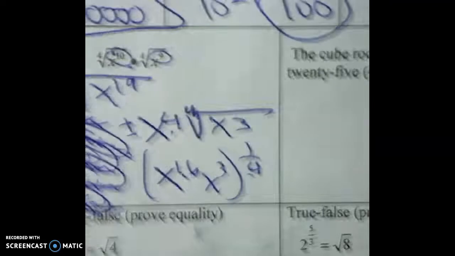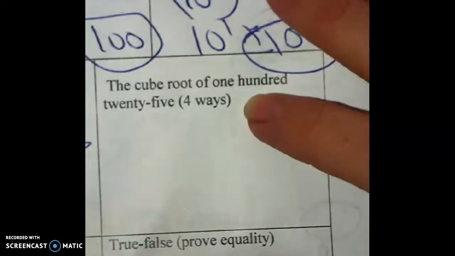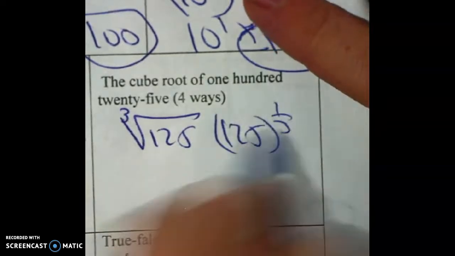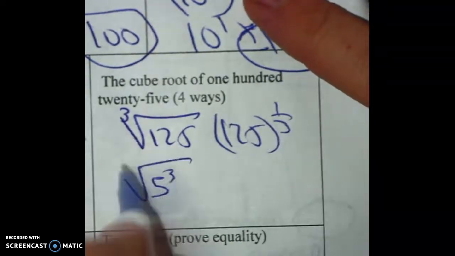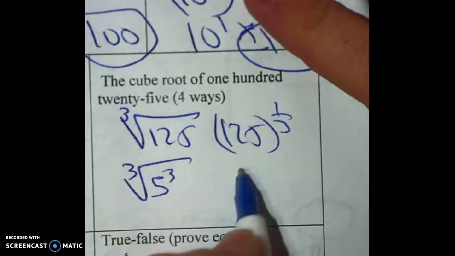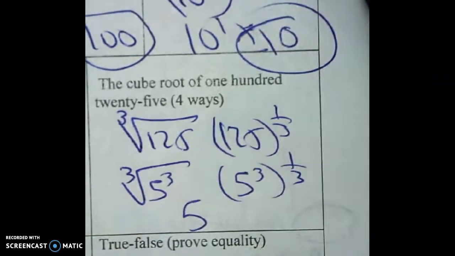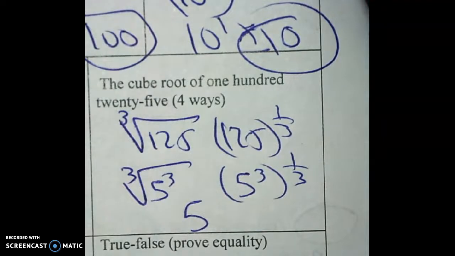All right, the cube root of 125 could also be written as 125 to the 1/3, which could also be written as 5/3 cube root, which can also be written as 5 cubed to the 1/3, which is also 5. Okay, maybe I'll give you a bonus for extra ways.